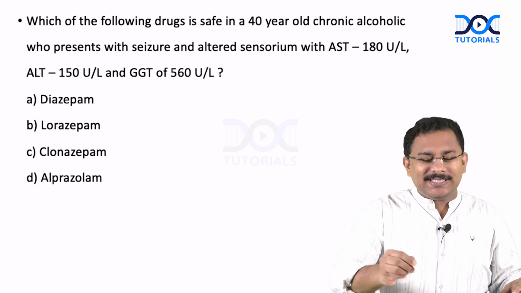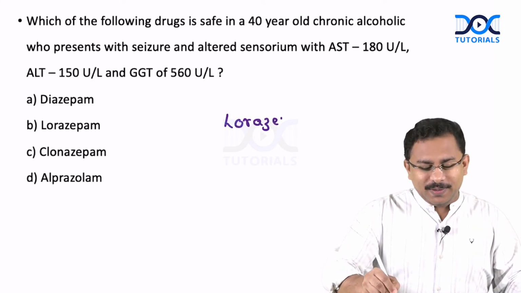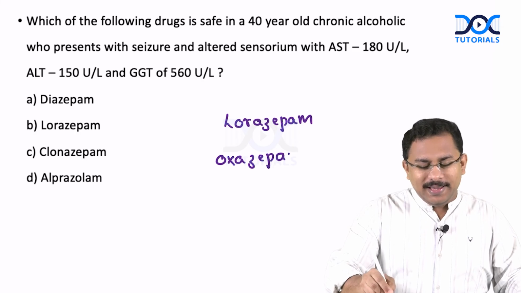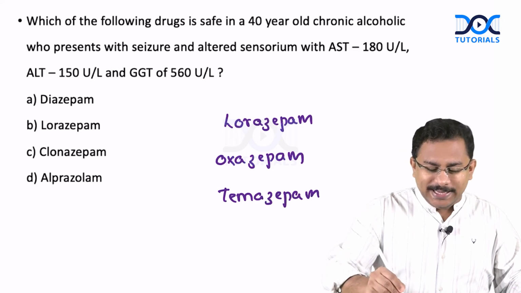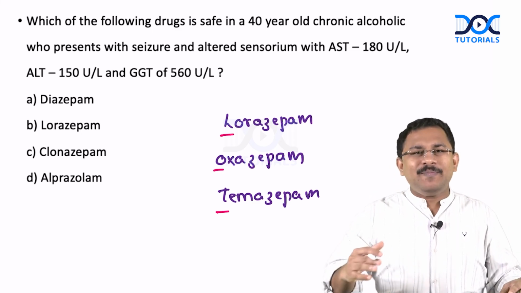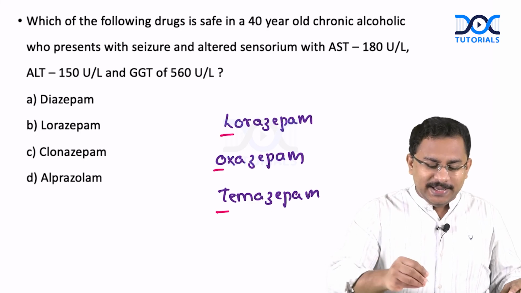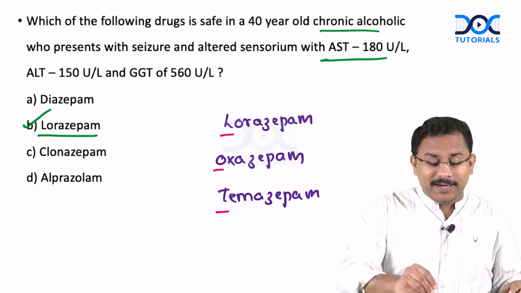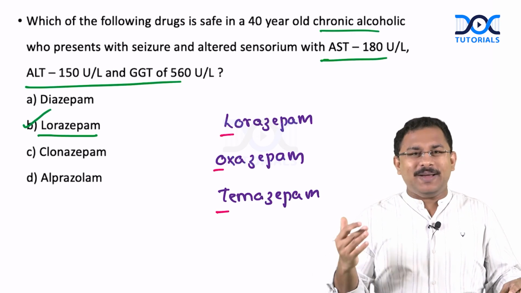So what are the benzodiazepines you can give safely in case of liver disease? One is lorazepam. Second is oxazepam, and the third one is temazepam. So lorazepam, oxazepam, temazepam. So these are the drugs. Remember, they commonly undergo extrahepatic conjugation, which is why you can go for these drugs in liver disease. So the answer is lorazepam, because in this chronic liver patient, alcoholic patient, you have got a deranged liver enzyme. You have got to prefer lorazepam and not other benzodiazepines like diazepam, clonazepam or alprazolam.